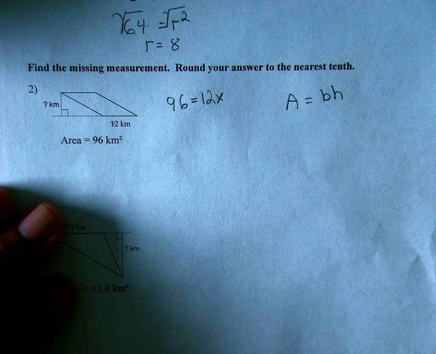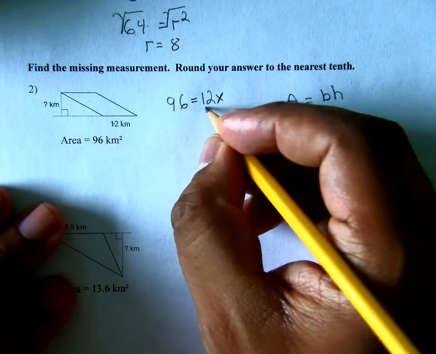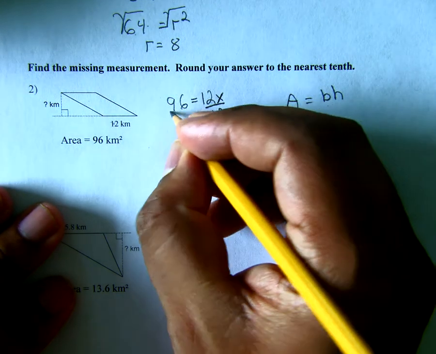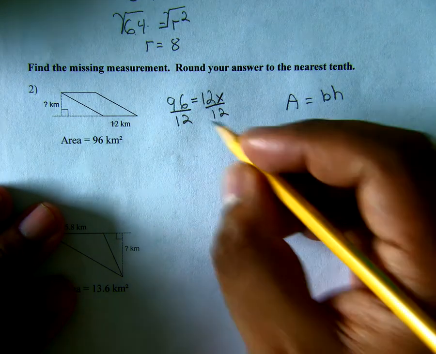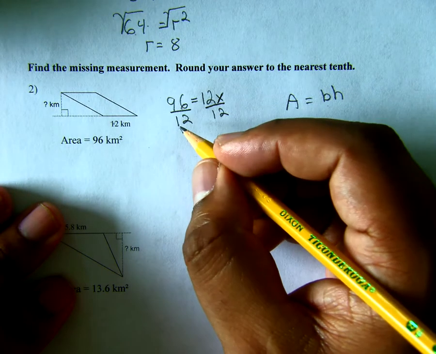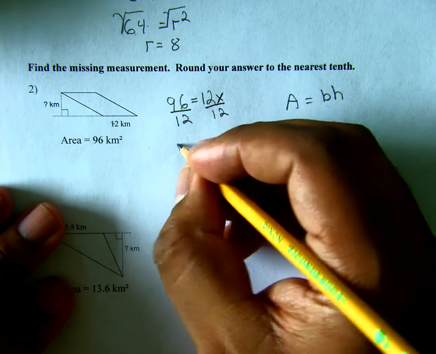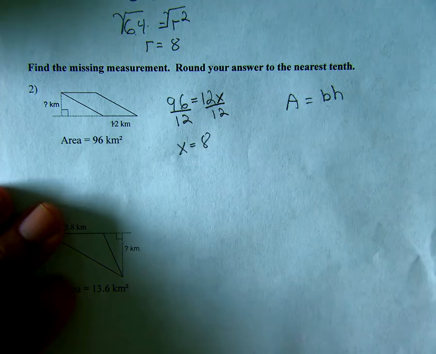All right, now the next thing I want to do is inverse operation. Since this is multiplied, we want to divide by 12. All right, 12s will cancel out here, and 96 divided by 12 is 8. So x, or our height, is equal to 8.